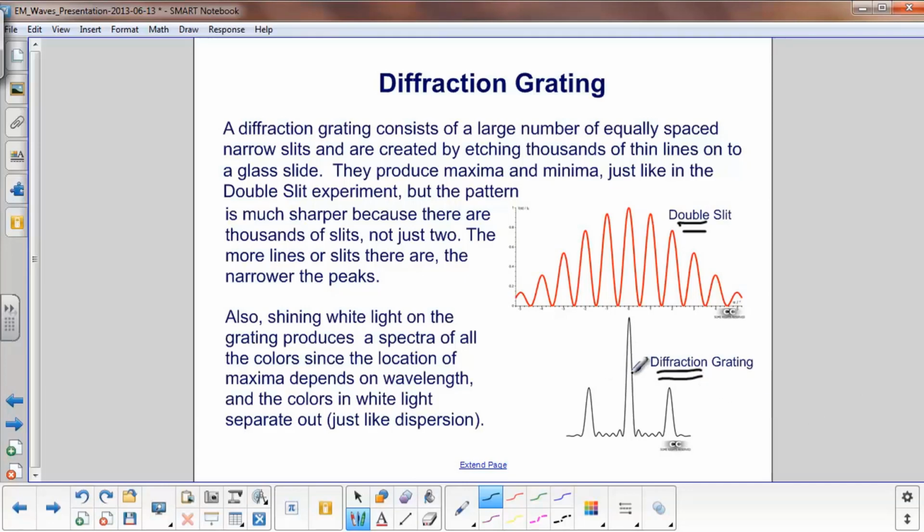Also, if we were to shine white light on a diffraction grating, we'd get a spectrum of all the colors. Since, as we're about to find out, the location of maxima depends on the wavelength, the colors in white light separate out, just like dispersion, which we showed earlier when we were talking about prisms and rainbows.